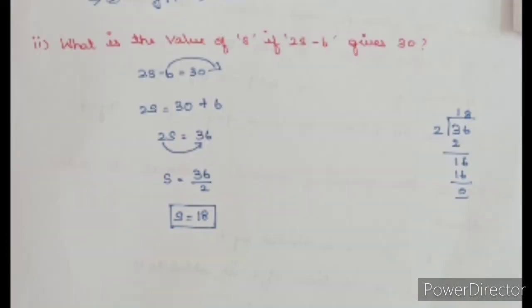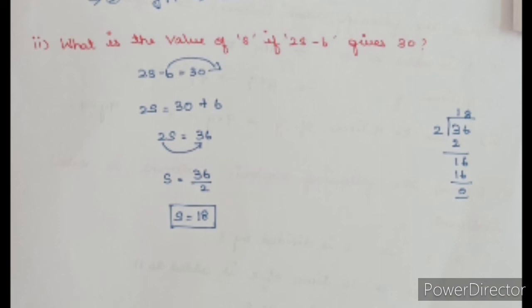See the next second subdivision. What is the value of s if 2s minus 6 gives 30? 2s minus 6 is equal to 30. First we have to form the equation. All the numbers together and variable together. We have only one variable, 2s, right? So I am taking this 6 to the opposite side. The minus 6, when it moves to the opposite side, becomes plus 6. So 30 plus 6 is 36. 2s is equal to 36. Now I am taking 2 to the opposite side. So multiplication of 2, when it moves to the opposite side, becomes division. So 36 divided by 2, s is equal to 18.